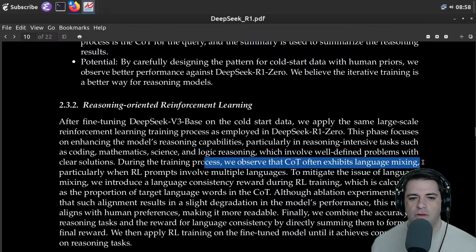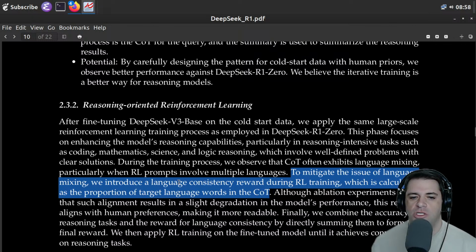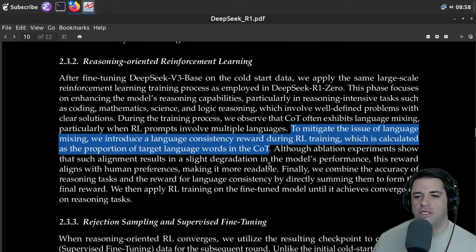They observe that there's often language mixing, and to mitigate this, they add a language consistency reward during training, which is the proportion of target language words in the chain of thought. So if your chain of thought is 100% English words as opposed to 70% English words, the 100% English chain of thought gets a higher reward, and so the model moves in that direction.